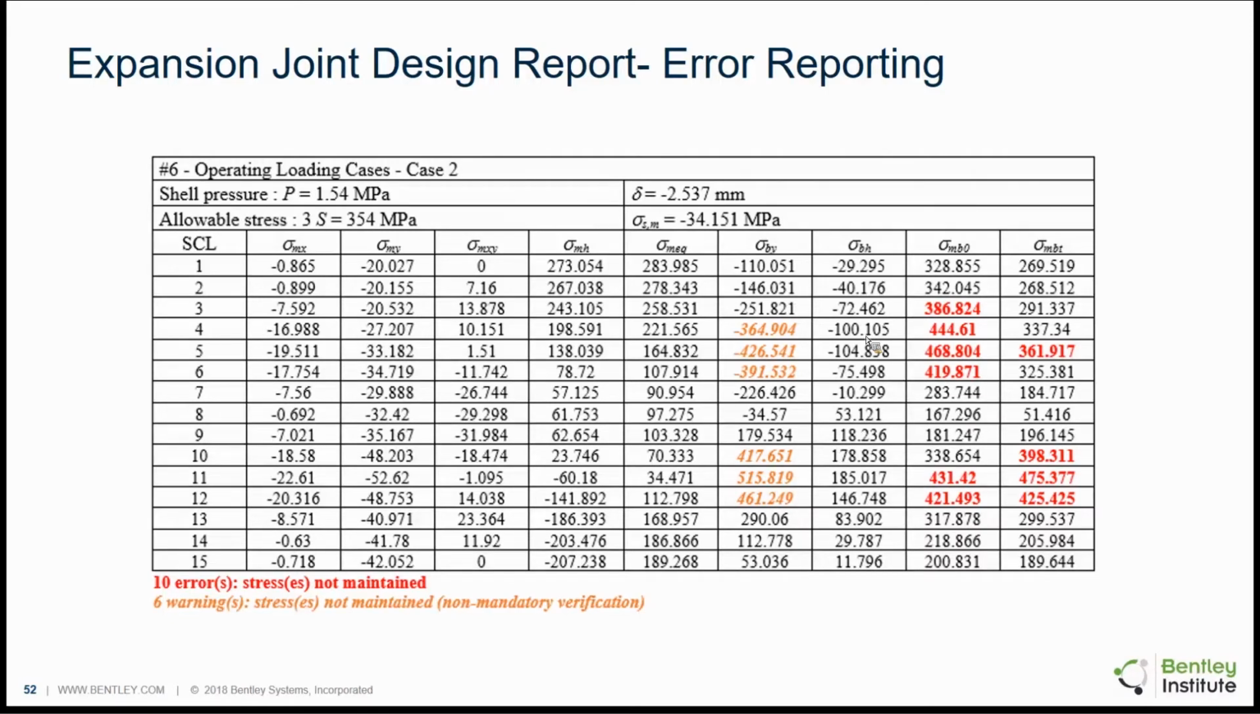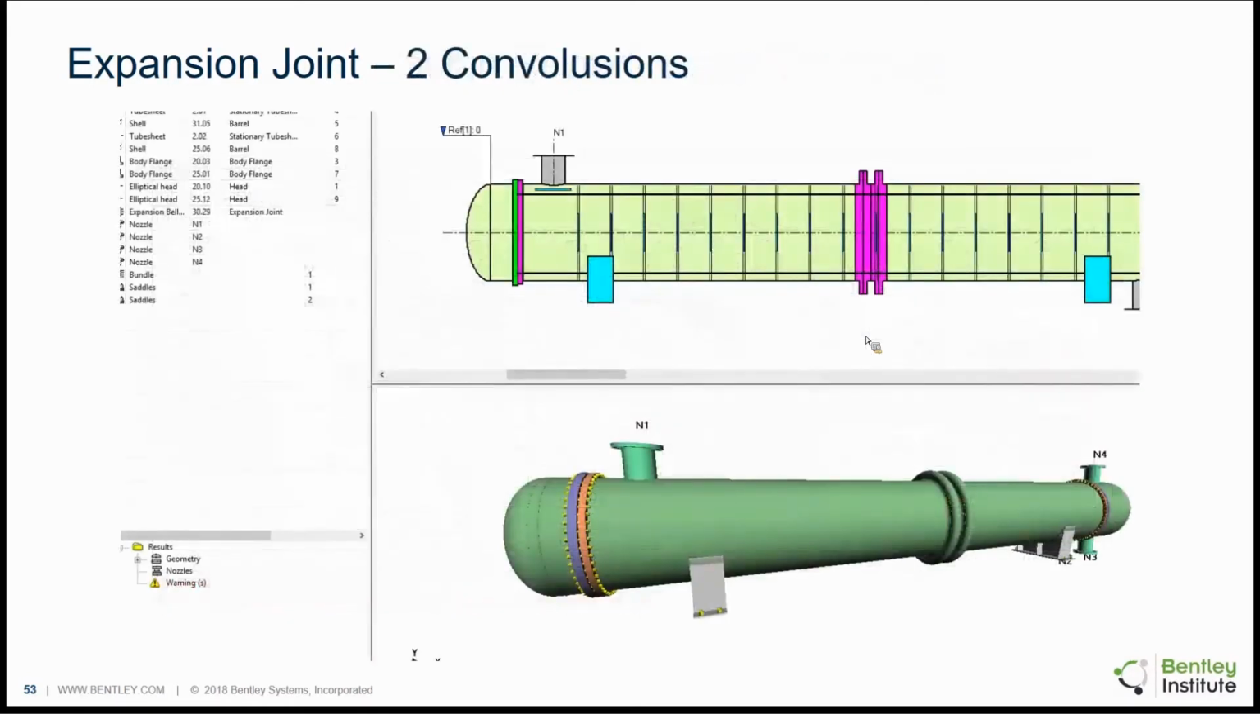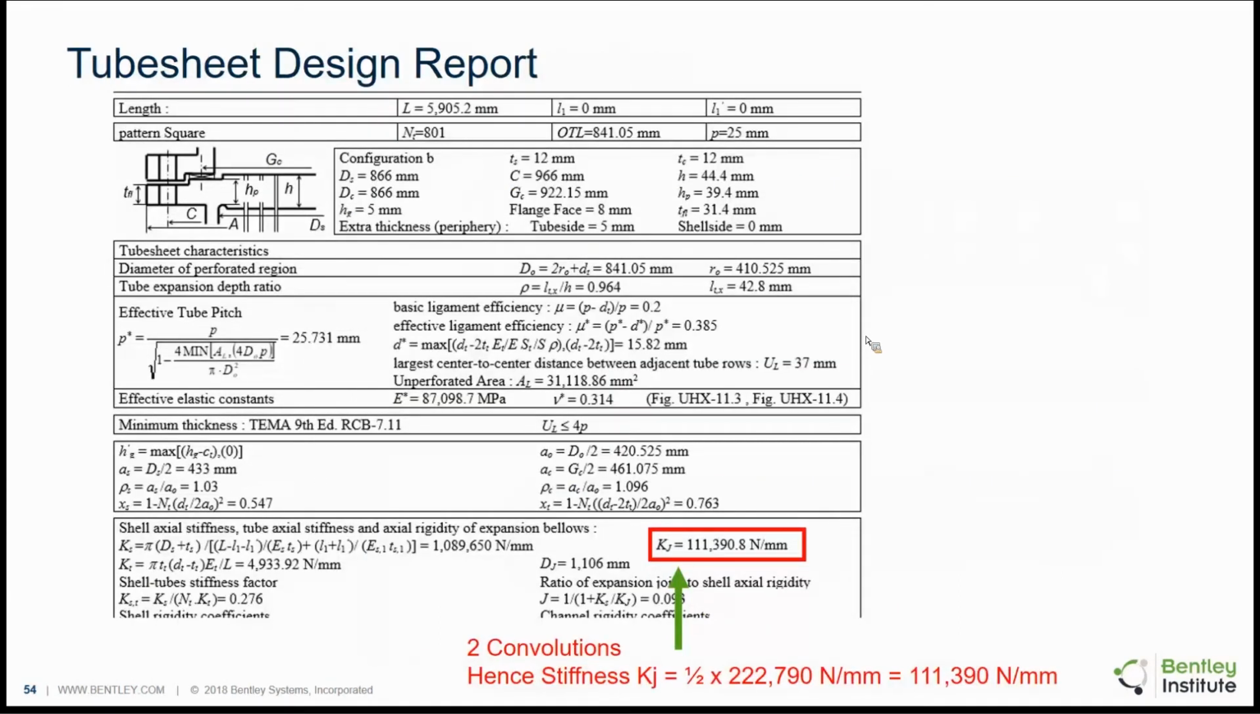So in this case, we use double convolution. So what will happen is that the stiffness will reduce further, and hopefully it will alleviate the stress. So now, as you see, there are two convolutions. So stiffness Kj is half of 222,000 Newton per millimeter, which we got earlier. So it is halved. It is 111,390 Newton per millimeter.